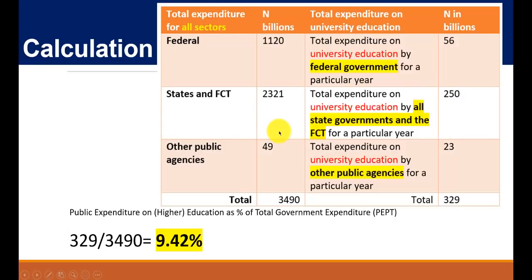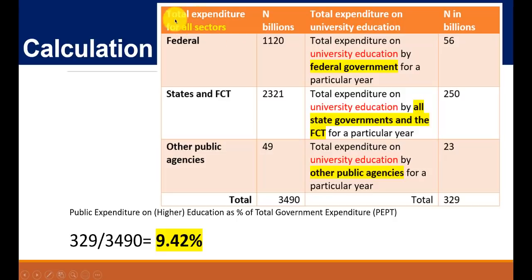As I mentioned to you, this calculation is super easy. Let me take this example, and the figures are hypothetical. Let's take the total expenditure for all sectors in the Nigerian economy: medical, health, agriculture, roads, infrastructure, education, all the sectors.